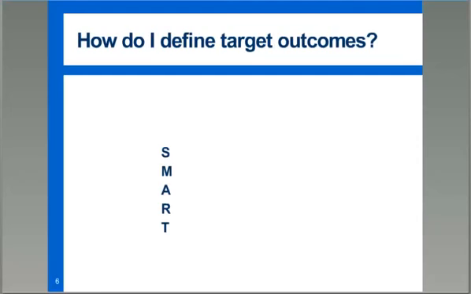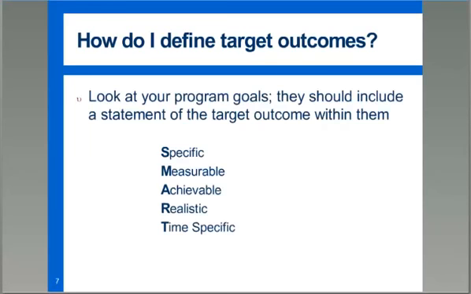How do you define target outcomes? You make sure you have SMART goals first. A SMART goal is one that is specific, measurable, achievable, realistic, and time specific.